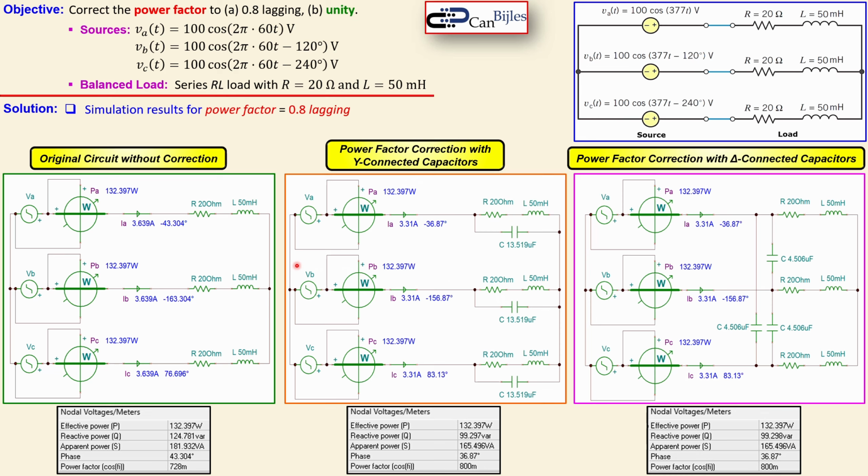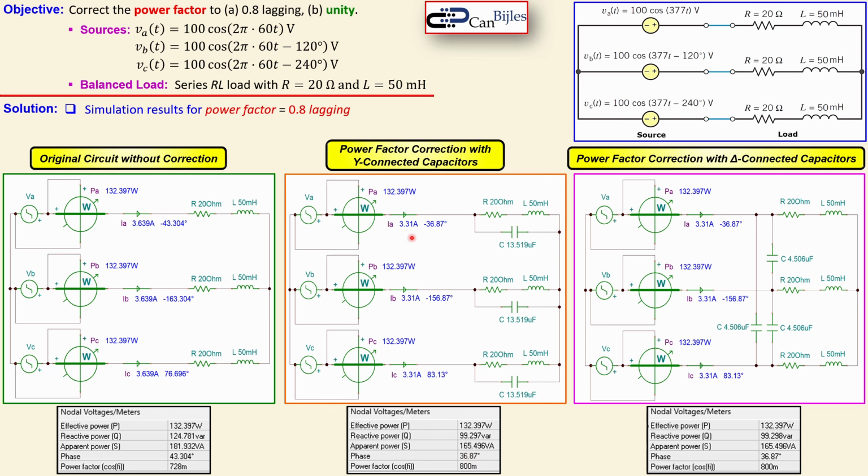Now what is actually changing? Well, you can look in this table also. You see the phase, again, 43.034, that's actually from here. So it is lagging, and the power factor given here is 728 milli, so it is actually 0.728. In the next version, which is the correction using a parallel capacitor, you see the power factor is indeed 0.8, so 800 milli, and the phase is given as we have calculated.